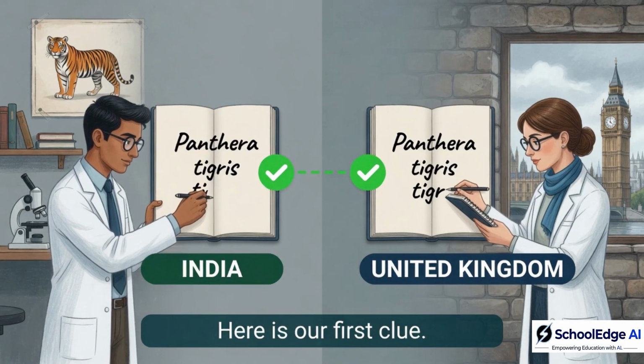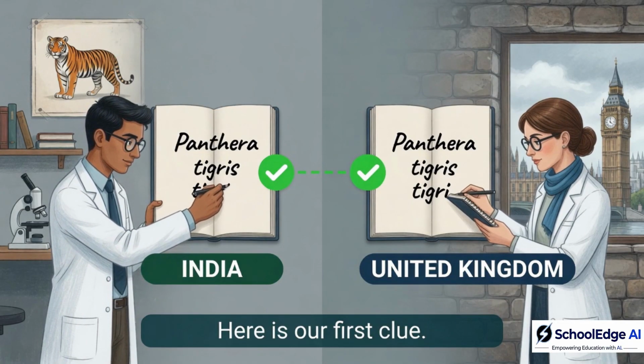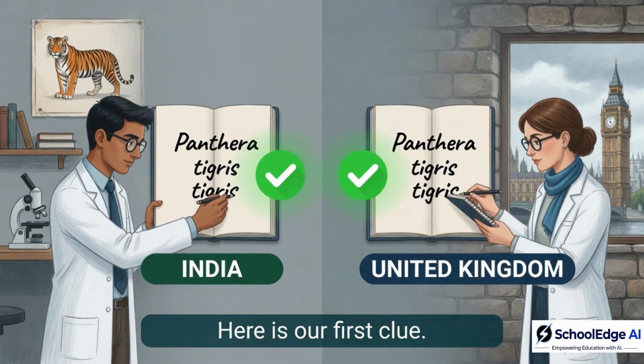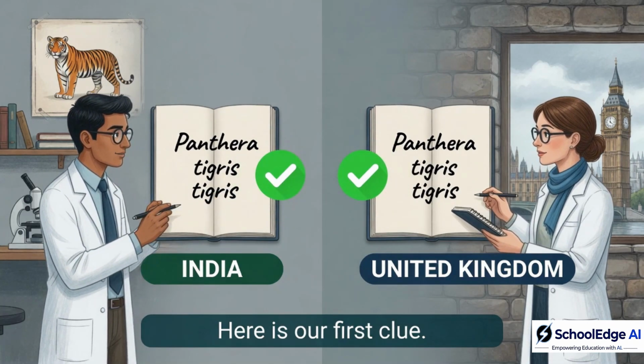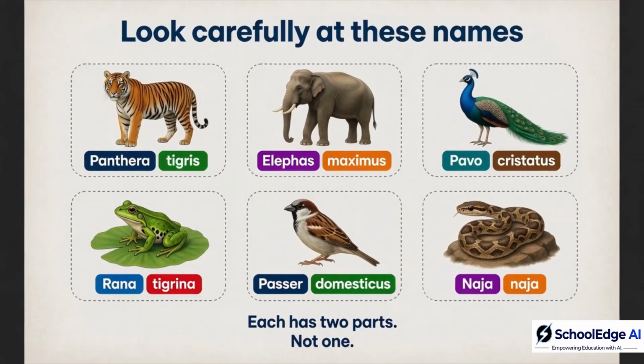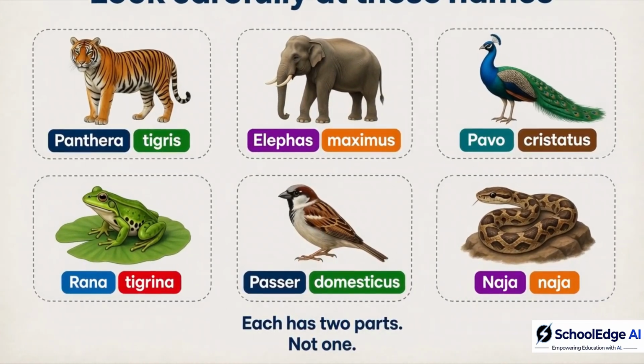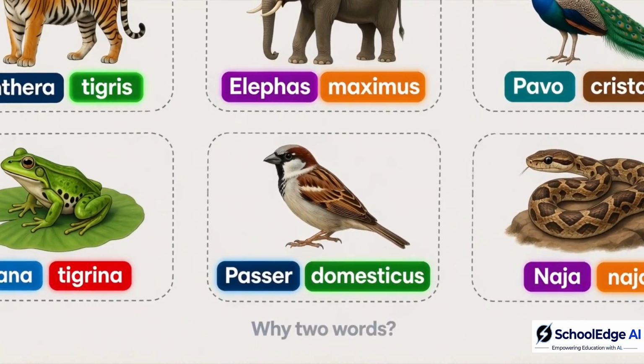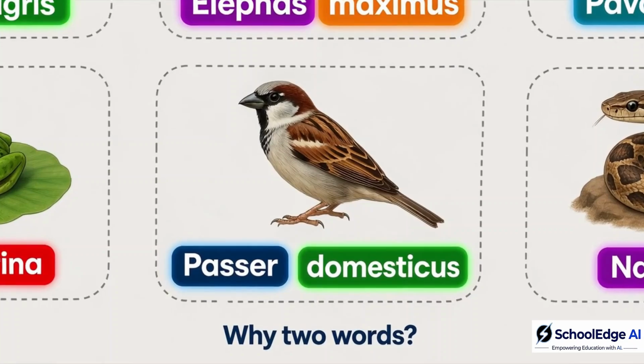Here is our first clue. Scientists use one common name worldwide. No matter where they live. Why would they do that? Look carefully at these names. Each has 2 parts, not 1. Why 2 words?